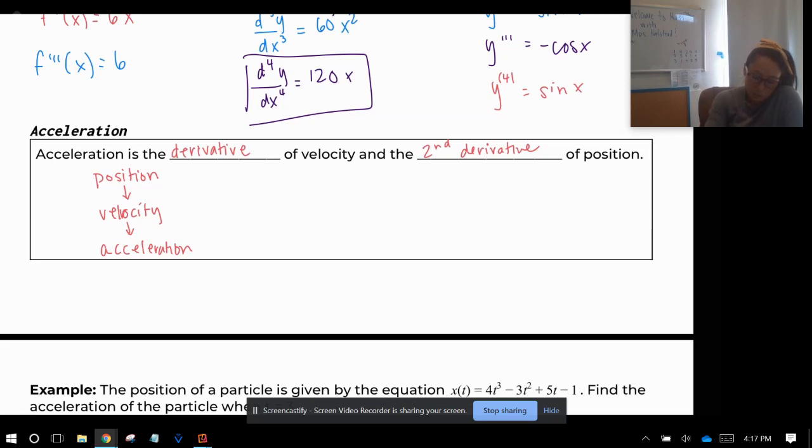Okay, so if we call the position f of x, the derivative of f of x will be f prime of x. That describes velocity. F double prime of x is acceleration. Another really common notation for position, velocity, and acceleration is x of t is position, or we saw it as s of t. These are very common.